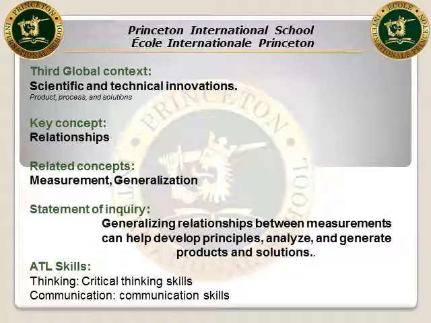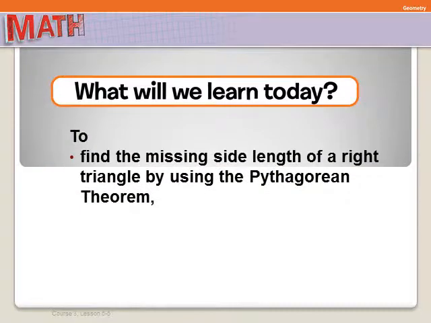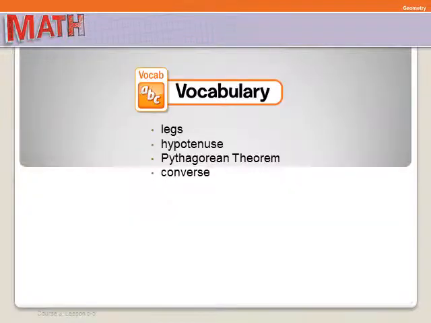So hello, back in a new lesson. Today we are going to work on the Pythagorean theorem. In this lesson we are going to find the missing side length of a right triangle by using the Pythagorean theorem, and to determine whether the triangle is a right triangle by using the converse of the Pythagorean theorem.